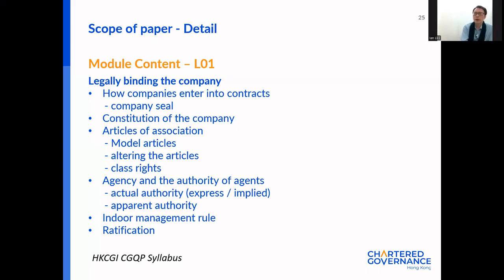For example, the internal rules say you can only sign contracts up to 1 million, but maybe you sign a contract for 3 million. Then if the other contracting party argues the indoor management rule and satisfies all the requirements, it is entirely possible the contract remains binding on the company, despite the fact that the director who signed the contract was only allowed to sign up to 1 million, but the contract is for 3 million. So that is basically the indoor management rule.